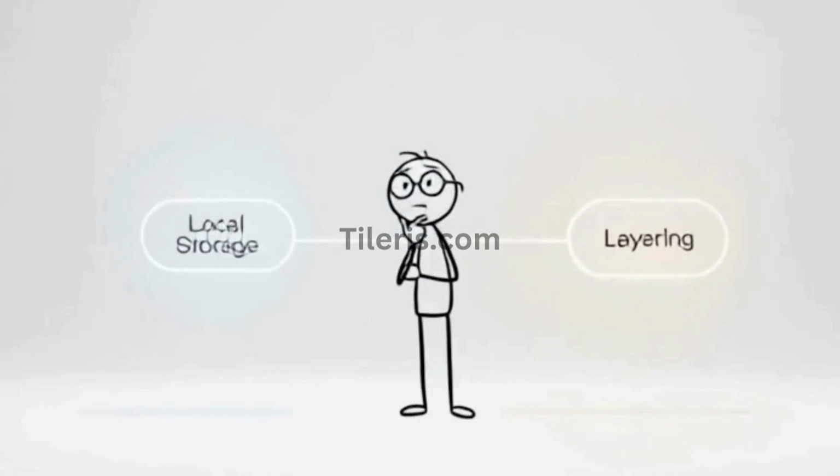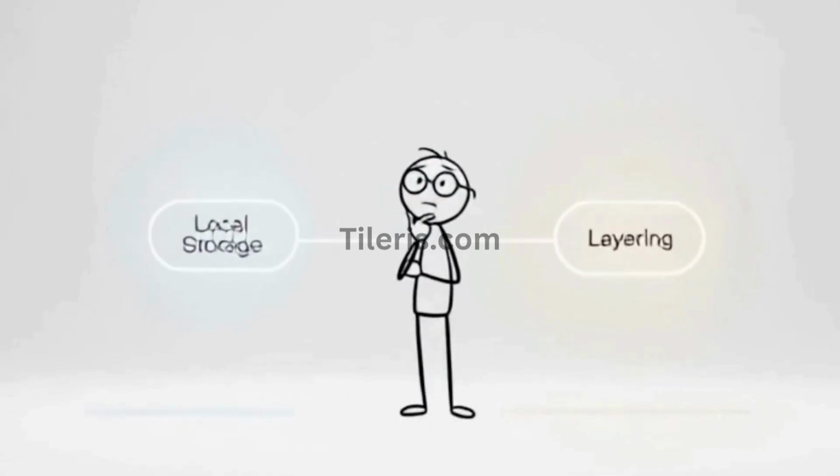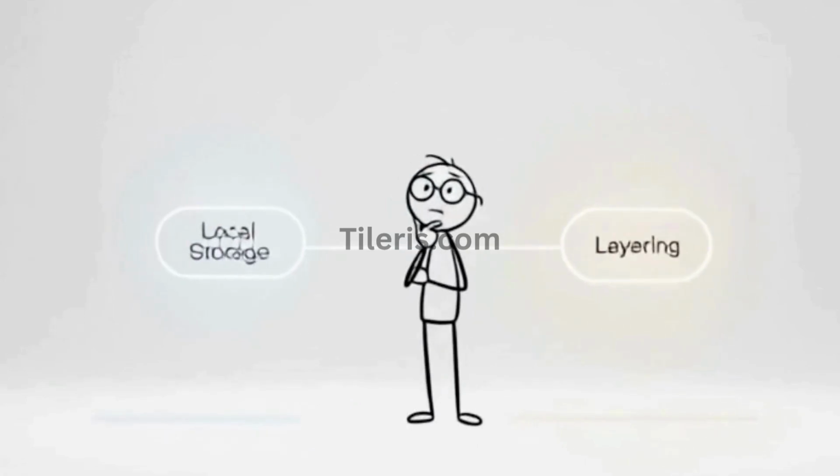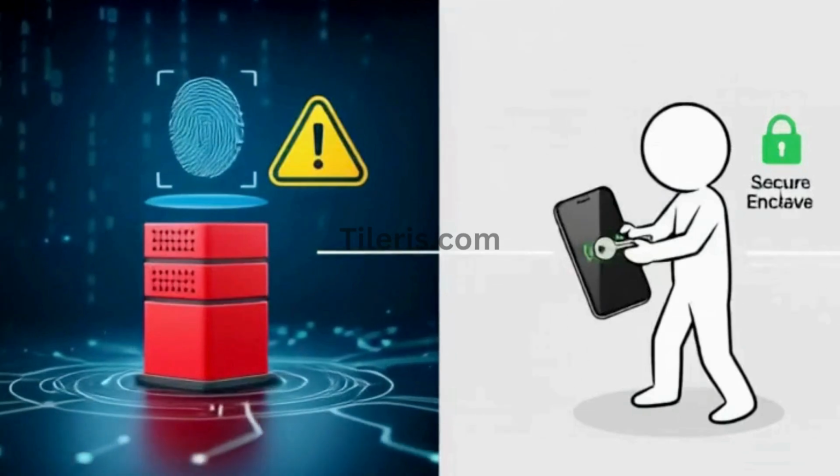Part 3. Local and layered defense. How should a security-conscious individual like you use biometrics? There is a disciplined approach based on two principles: local storage and layering. The rules of local and layered use.